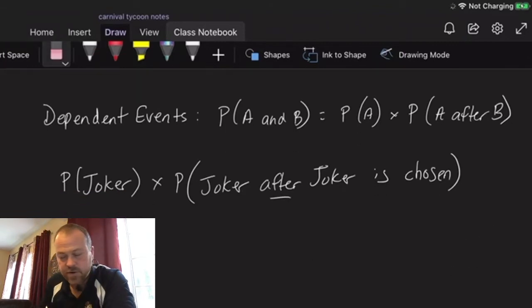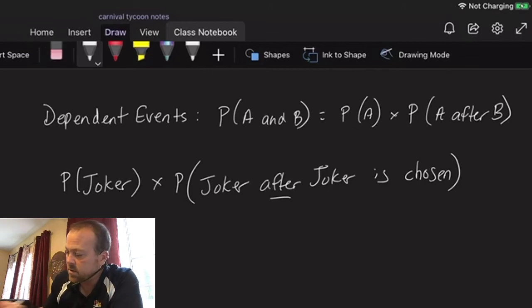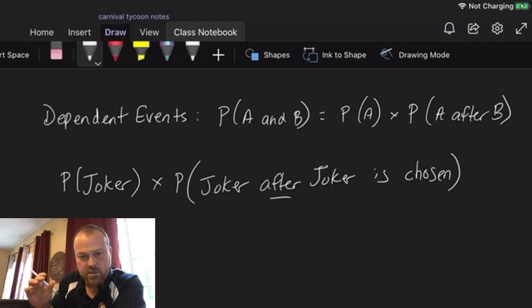So let's think of this in terms of numbers, shall we? So the probability of a joker being chosen out of a deck, there are two jokers in 54 cards. The 54 cards in the deck, 52 plus the two jokers. So the possibility of choosing one would be 2 out of 54. Or let's just go ahead and simplify that down to 1 out of 27. So the chance of picking the first joker is 1 out of 27.